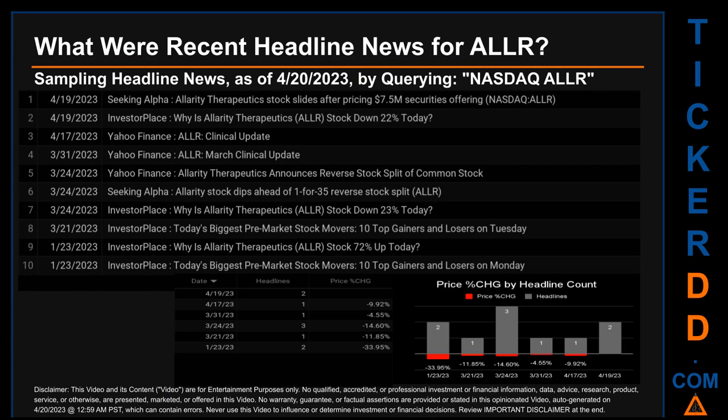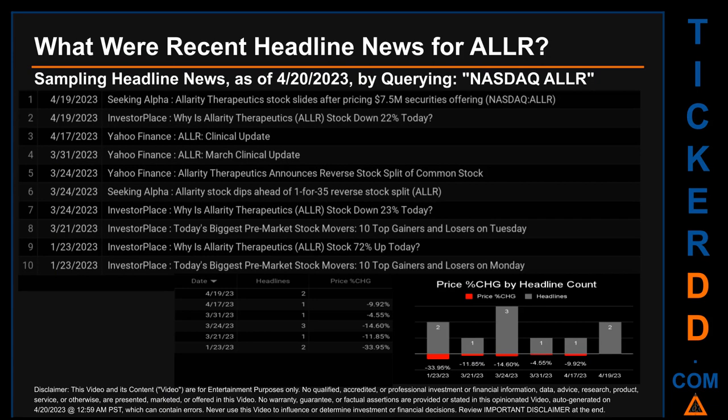The latest publication was Wednesday, April 19, 2023, when there were 2 found headlines. Seeking Alpha published the headline that read, "ALLR Therapeutics stock slides after pricing $7.5 million securities offering." Investor Place published the headline that read, "Why is ALLR Therapeutics (ALLR) stock down 22% today?"